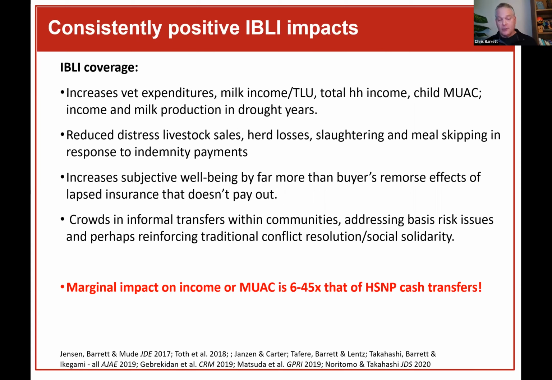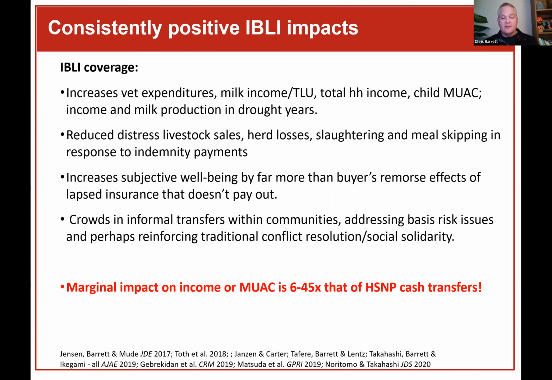We found in particular reduced distress sales during periods of drought. And we saw reduced meal skipping by poor households in response to drought and the indemnity payments that came to IBLI policyholders. And this was crowding in informal transfers within communities. So this was helping to reinforce the existing social solidarity networks rather than competing with them. And this was all together generating relatively high impacts.